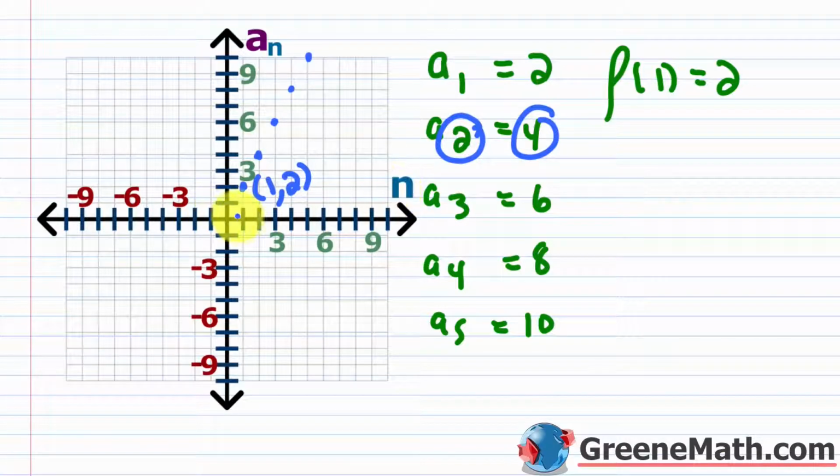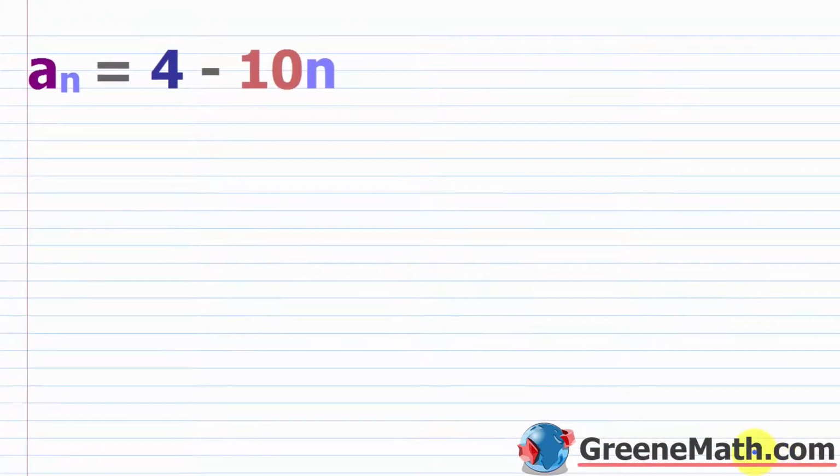So you have 1, 2, right? 1 is n and 2 for a sub n. And then the next guy that you can plug in is 2. And the value for a sub n, or the term there, is going to be 4. Okay, so you're going to get these jumps here. You're not going to connect this with a line. All right, let's just try another example.